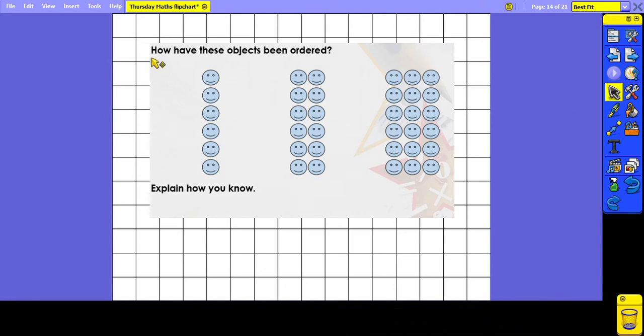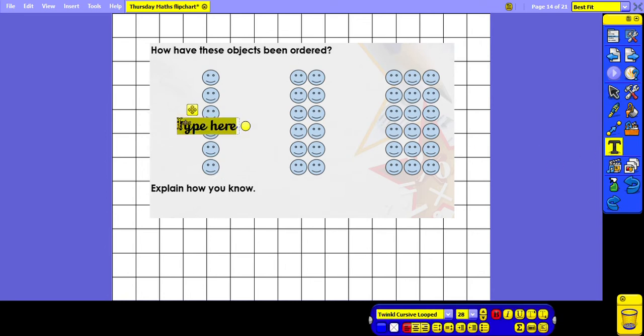Okay, so for this question it says, how have these objects been ordered? Explain how you know. So we're thinking about which group has the greatest number of objects and which group has the smallest. So let's have a count up. So the first group has got 1, 2, 3, 4, 5, 6 objects. The second group has got 12 and the third group has got 18.